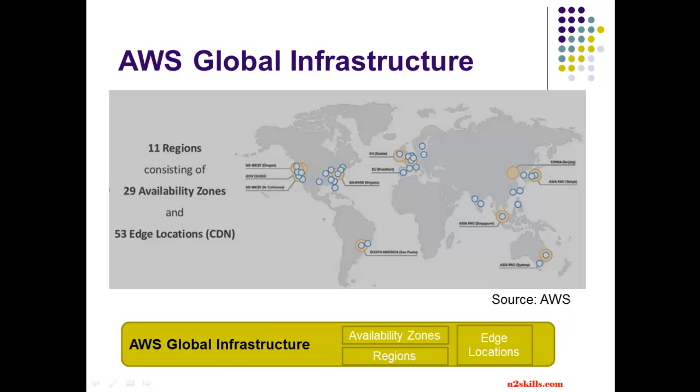Amazon Web Services serves hundreds of thousands of customers in more than 190 countries, and to help these customers achieve lower latency and higher throughput, AWS Global Infrastructure is available in multiple locations around the globe. And these locations are composed of regions and availability zones and edge locations. On this map, you can see that AWS has 11 regions at the moment and 29 availability zones, as well as 53 edge locations. Edge locations are basically content delivery networks.